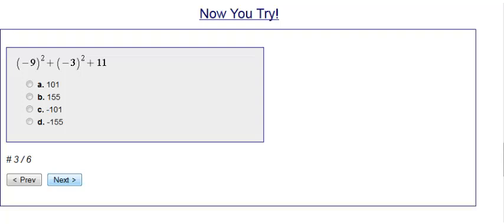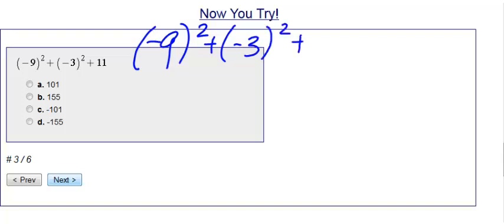Number 3, negative 9 squared plus a negative 3 squared plus 11. So order of operations, parentheses first. We have the parentheses here, but there's nothing we can do inside of those. Then we have exponents. We do exponents next. So negative 9 squared is an 81, because negative 9 times negative 9 is a positive 81.